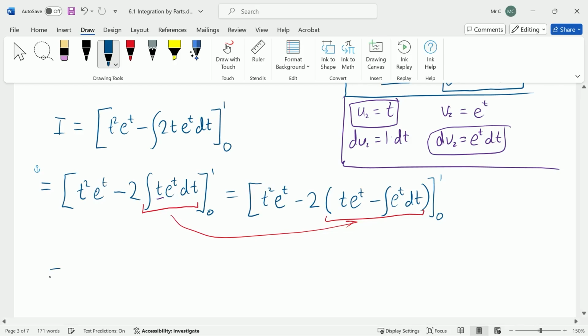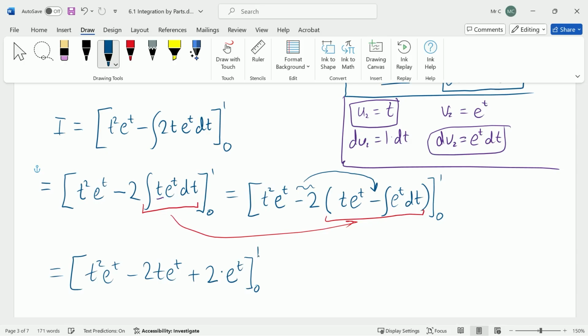Okay, but we do have one more integral to complete. So we get t squared e to the t minus, I distribute the 2 here, 2t e to the t, and this is a negative 2 times this negative, so that's going to become a positive 2, and the antiderivative for e to the t is just e to the t.